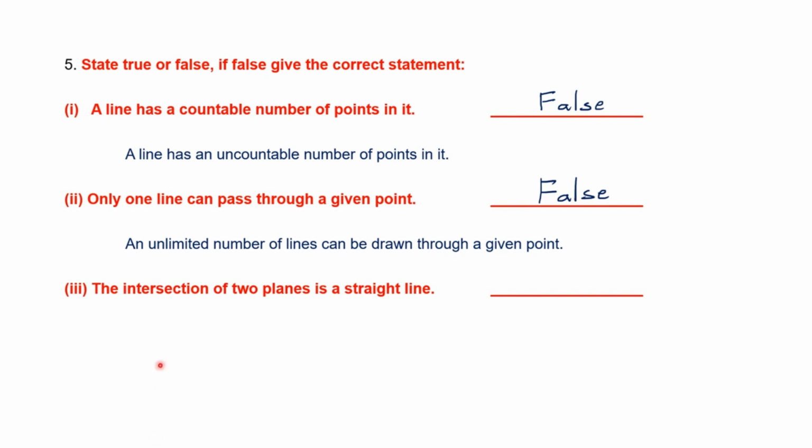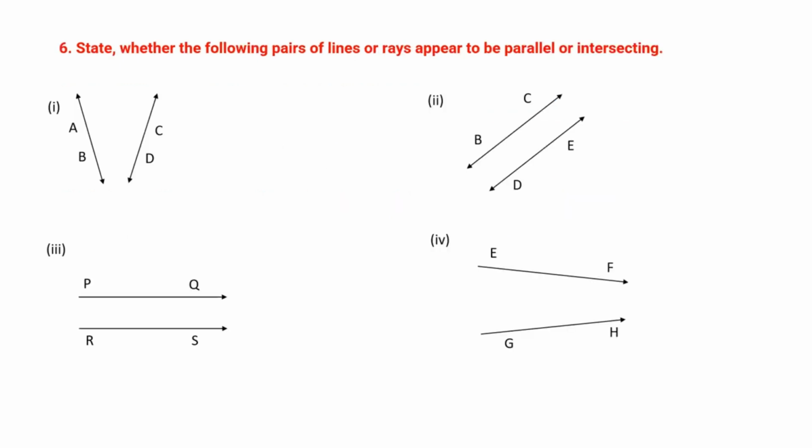The third one is the intersection of two planes is a straight line. That's a true statement. That's correct. When you have two planes and they intersect, means when they meet, what you get is a straight line between two planes. Question 6. State whether the following pairs of lines or rays appear to be parallel or intersecting.